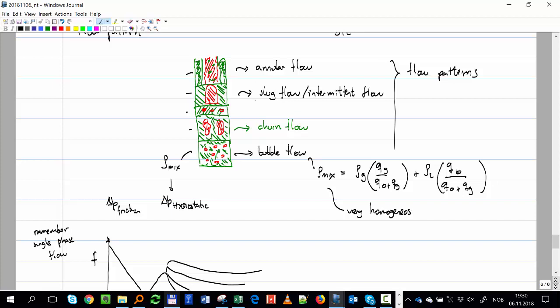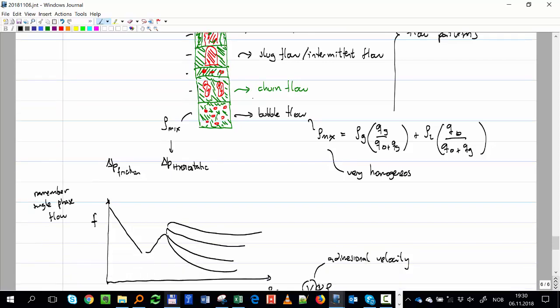However, if I have slug or annular flow, it is not exactly homogeneous, so I cannot use that approach.